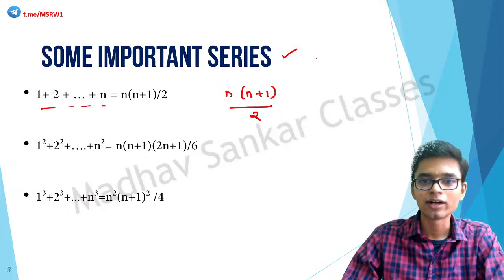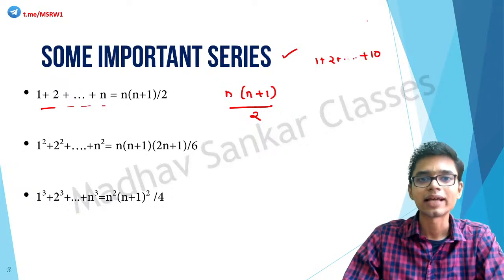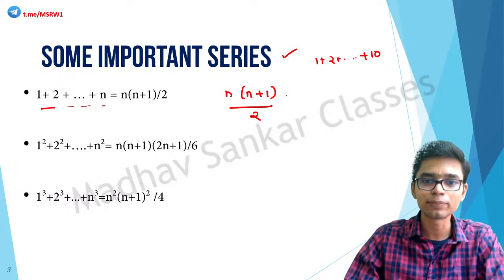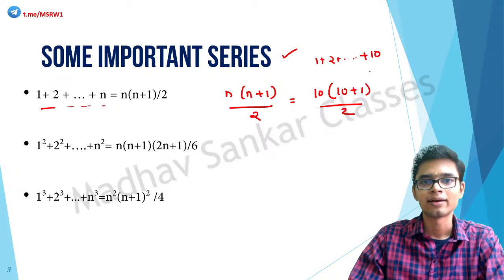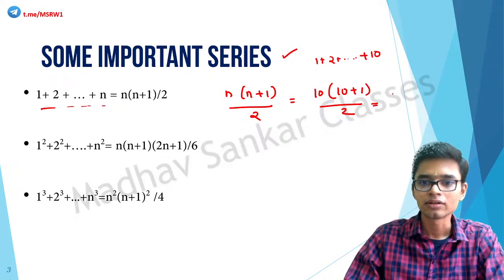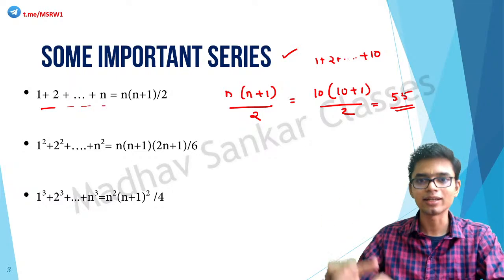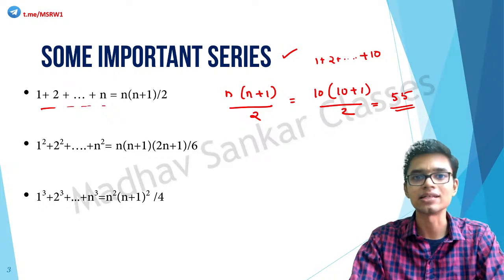Say, for example, 1 plus 2 plus all the way up to 10. What is the sum of this? Either we can add the entire thing from 1 to 10, or we can simply put it in this formula where n is equal to 10. So 10 into 10 plus 1 by 2 is equal to 55. If we know this formula, we can very quickly, without wasting any time, arrive at the answer. That is the advantage of knowing the formulas for these kinds of series.